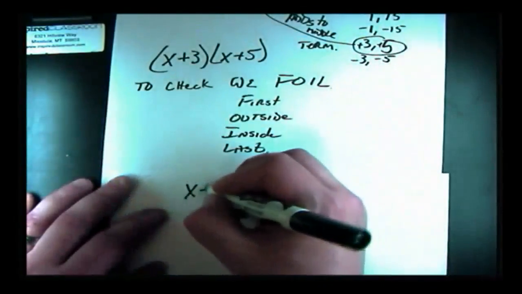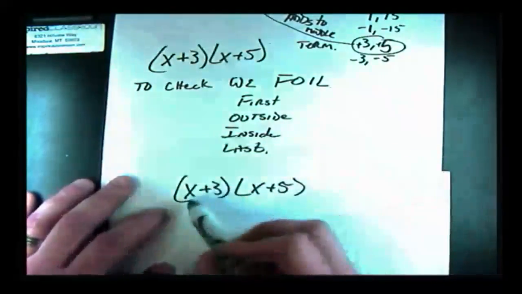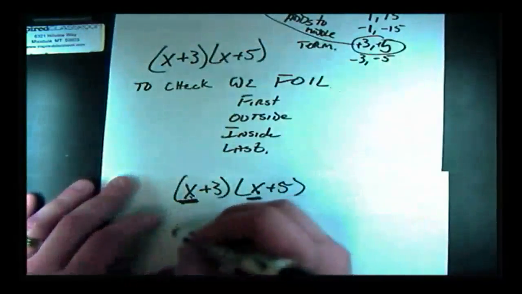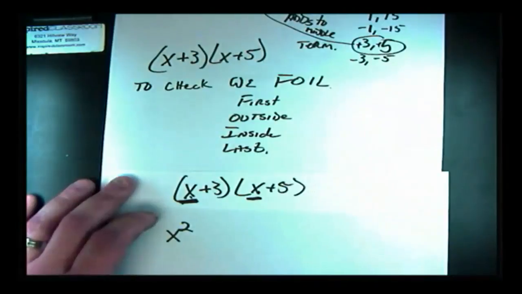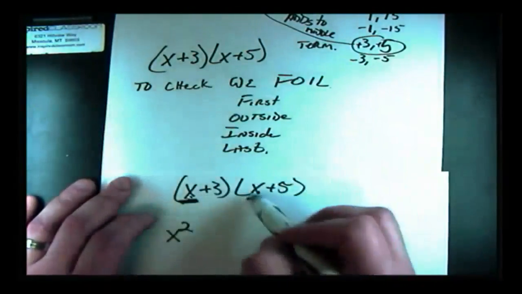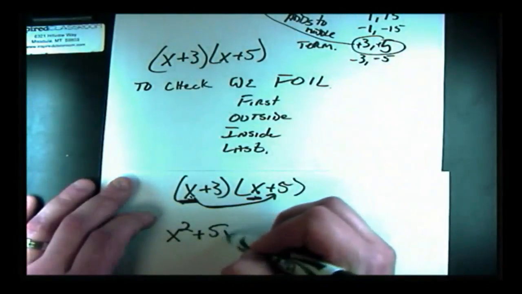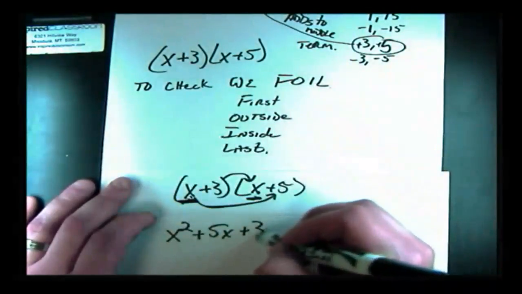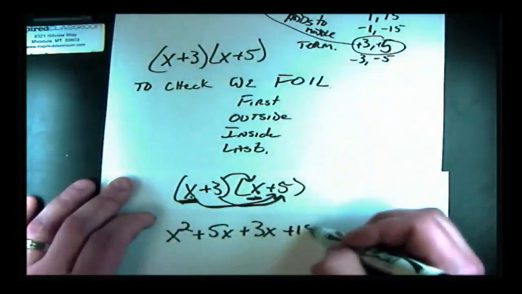We have x plus 3 and x plus 5. And I'm going to do the first terms. What's x times x? Well, that happens to be x squared. That's the definition. Repeated multiplication, right? So that's x squared. So that's first. Then we do the outsides. That's plus 5 times x. Insides, plus 3 times x. And then the last, plus 15.